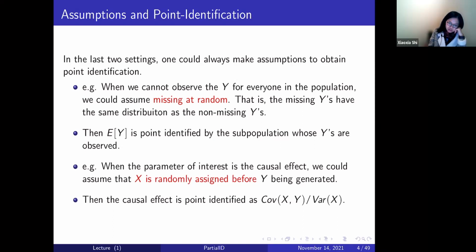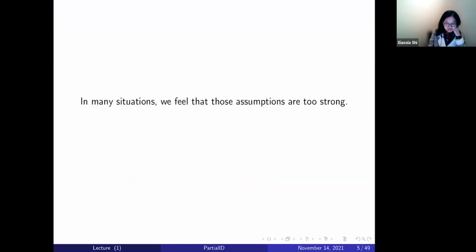In the second setting, when the parameter of interest is the causal effect of X on Y, in addition to knowing the joint distribution of X and Y, if we assume that X is randomly assigned before Y is generated, then the causal effect can be identified just as the projection coefficient, right? But in many situations, we think these point identification assumptions are too strong. Like missing at random is often hard to justify, and random assignment of causal variables is also very strong.